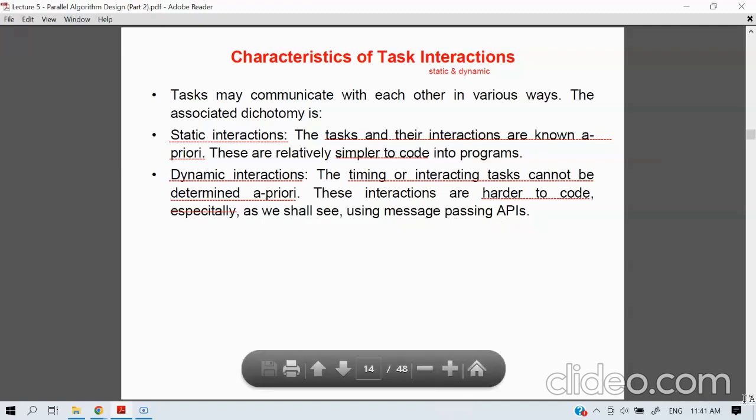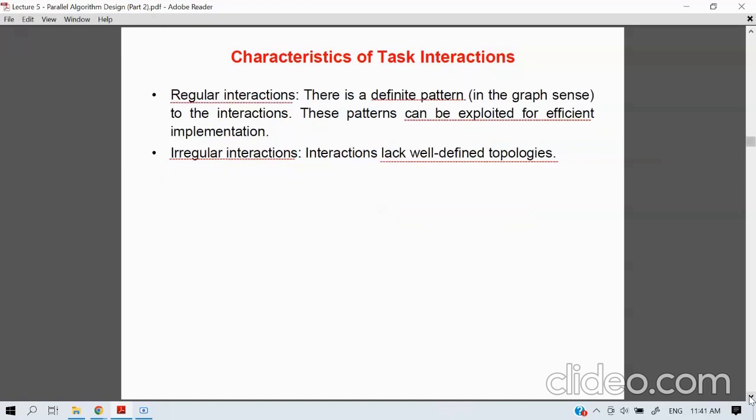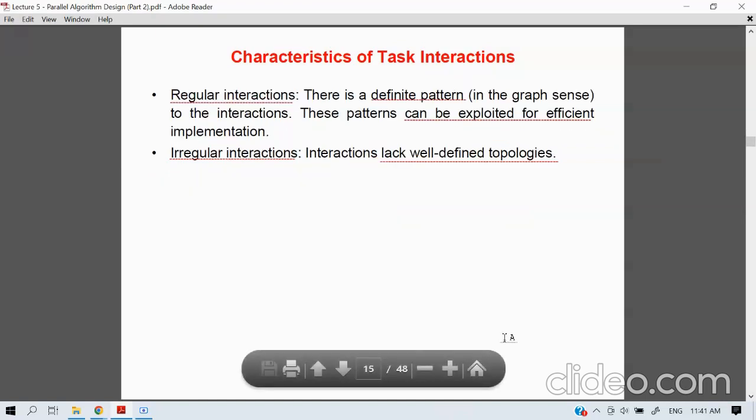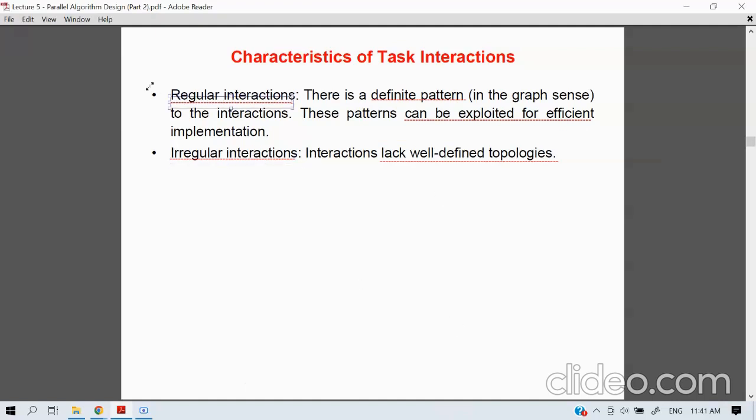Okay, alright. So there is another characteristic, which is called regular interaction and irregular interaction. Regular interaction has a definite pattern. In this case, the graph represents the interaction. We know the pattern of the tasks, so we can create the interaction easily. This pattern can be exploited for efficient implementation.